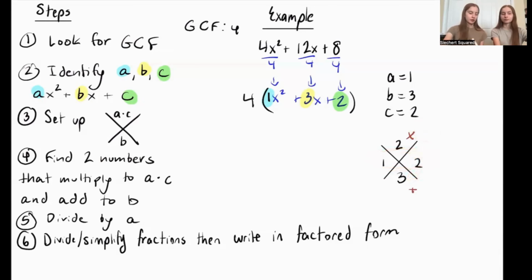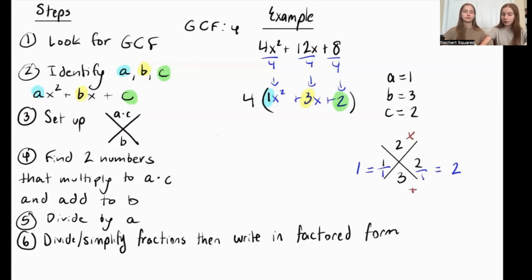And then from there, you have to divide by your a value. Be very careful. Remember, your a value is not the 4. 4 was your GCF. Your a value is 1. So divide those by your a, which was 1. And in this case, when you divide by 1, those numbers aren't going to change. So 1 divided by 1 is still 1. 2 divided by 1 is still 2. So typically when you have an a of 1, that's going to make the problem a little bit easier.